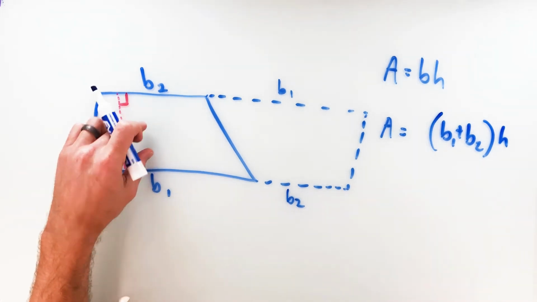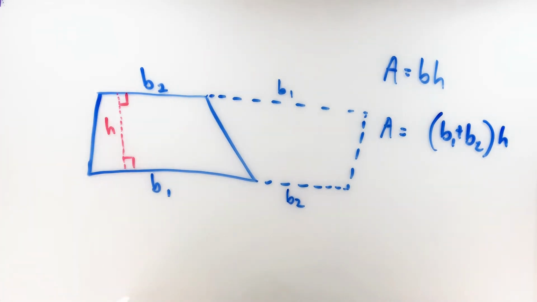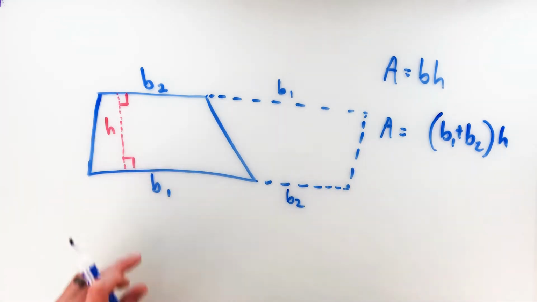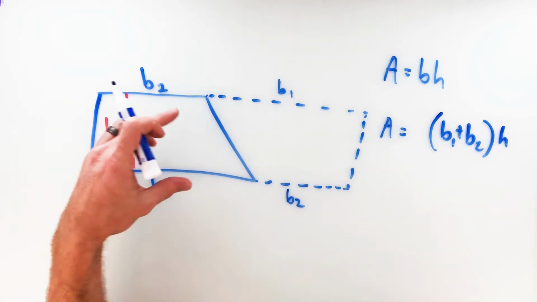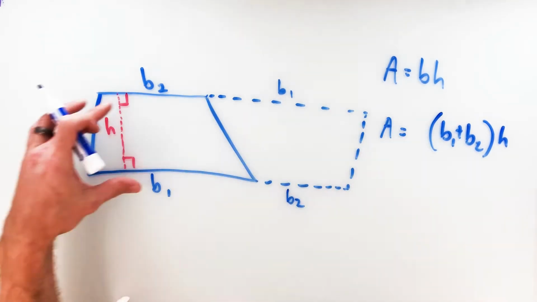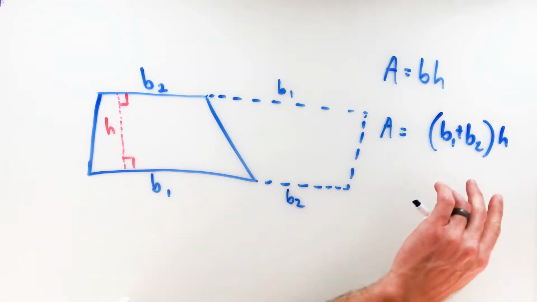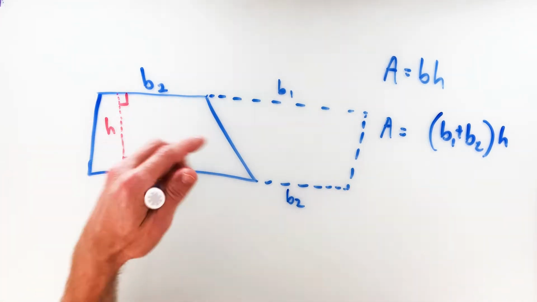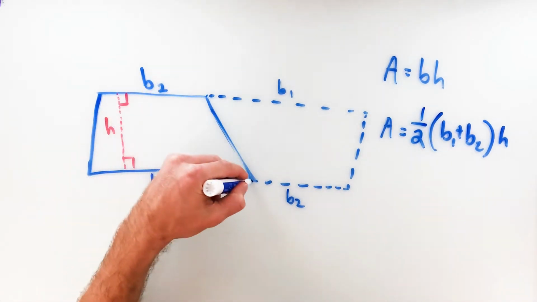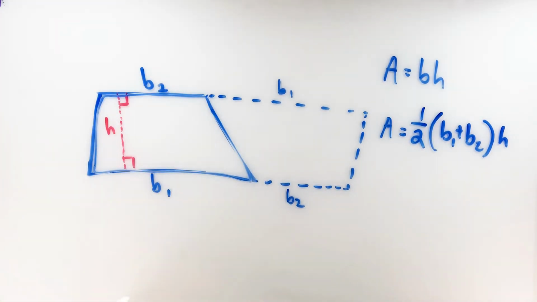Now, my original trapezoid, if that's what I want to find the area of, what portion of this whole parallelogram is just this trapezoid? Well, since I just doubled this trapezoid to make the whole parallelogram, this would just be half of the entire parallelogram. So if this would be the area of the whole thing, half of that would get me the area of that trapezoid right there.